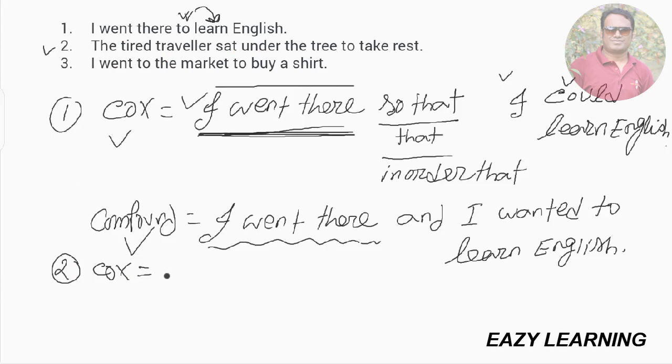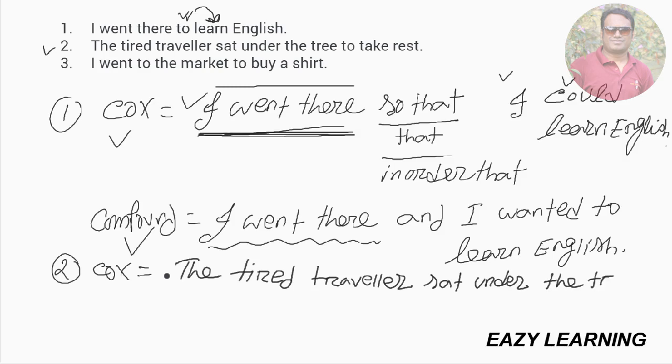You have to write here the tired traveler sat under the tree so that. Why have I written here so that? Because so that is a symbol of complex sentence. You can write so that or in order that. It's up to you which one you will write. Any one you can write. The tired traveler sat under the tree so that.